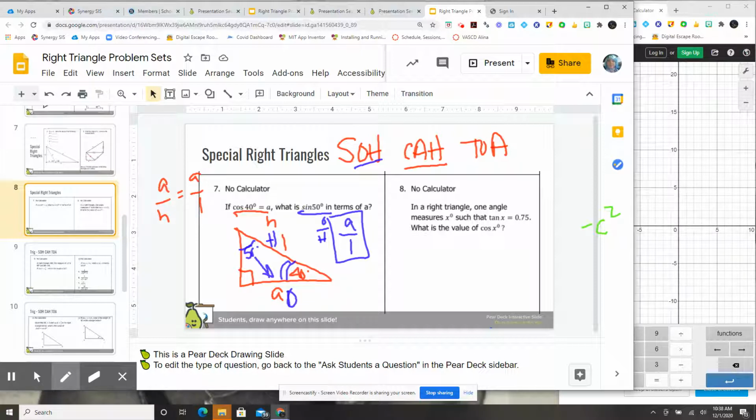Exactly the same. In question number 8, we're going to do the same thing. It kindly tells us we have a right triangle. One angle measures X, so we're going to make one angle X. I have no idea what the other one is. And then it says tangent of X equals 0.75. Well, I know tangent of any angle should be the fraction O over A, and I know that I can change decimals into fractions. 0.75 is 75 cents or 3/4 of a dollar, literally 3/4 of a dollar.